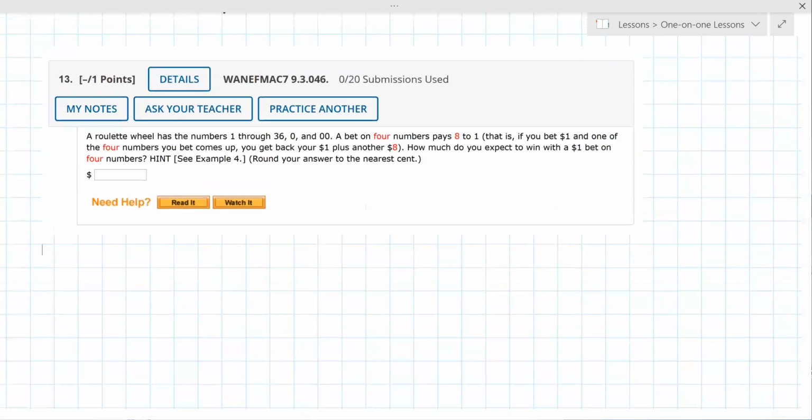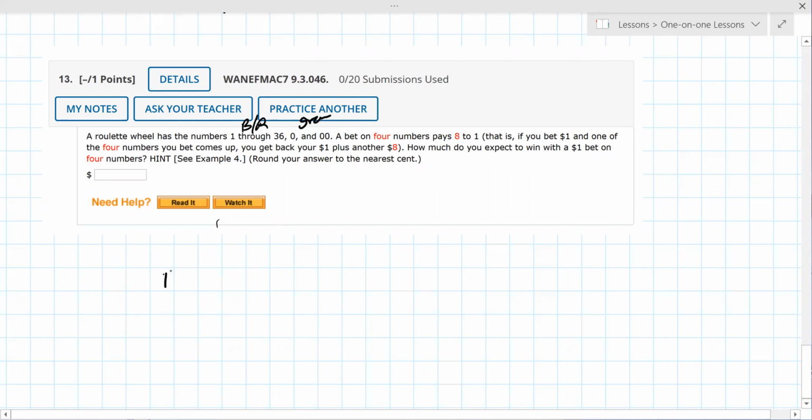Roulette wheel has numbers 1 through 36, and they alternate black and red. I don't know which one's black or red, but like 1 is black, 2 is red. 0 and 00, those are green, by the way. A bet on 4 numbers pays 8 to 1. That is, if you bet $1 and one of the 4 numbers you bet comes up, you get your $1 plus another 8. How much do you expect to win with a $1 bet on 4 numbers? So there's a total of 38 numbers. And if you bet on 4 numbers, it pays 8 to 1.